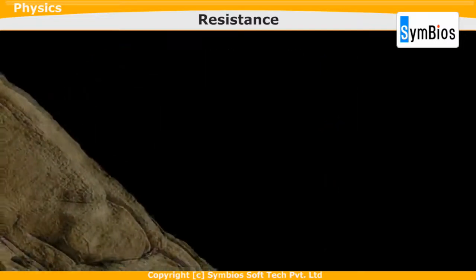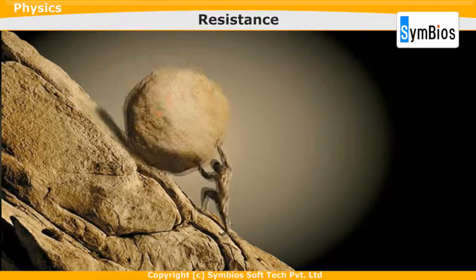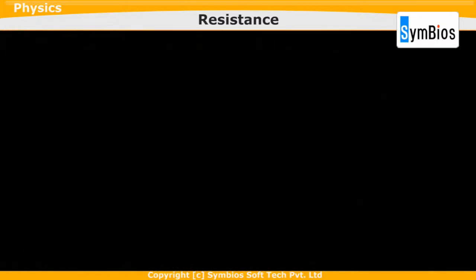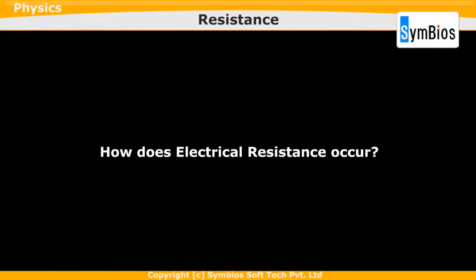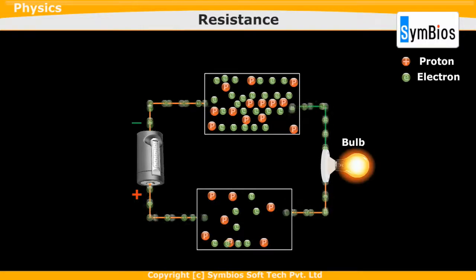The electrical resistance of an object is a measure of its opposition to the passage of a steady electric current. How does electrical resistance occur? We have already known the structure of an atom and that the movement of free electrons causes electric current. Let's look at this process once again.